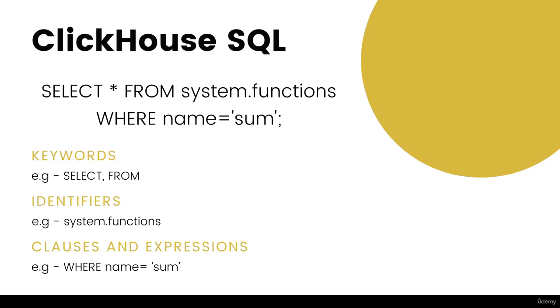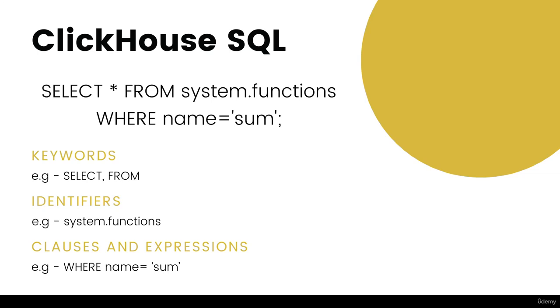Next comes the identifiers. Identifiers are the names of the databases, tables, columns, etc. In this example, we have system.functions, where system is the database name and the functions is the table name. So system and functions are the identifiers in this SQL statement.